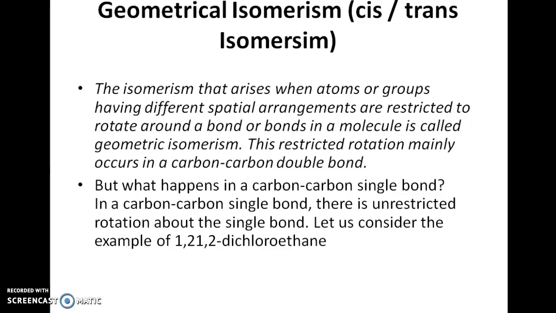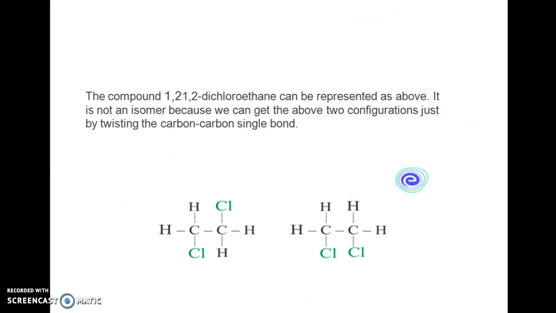This restricted rotation usually occurs in a molecule which contains a carbon-carbon double bond. Is it possible with a carbon-carbon single bond? In a carbon-carbon single bond there is unrestricted rotation about the single bond. Say, for example, 1,2-dichloroethane can be represented structurally like this. It is not an isomer, because we can get the above configuration just by twisting the carbon-carbon single bond.